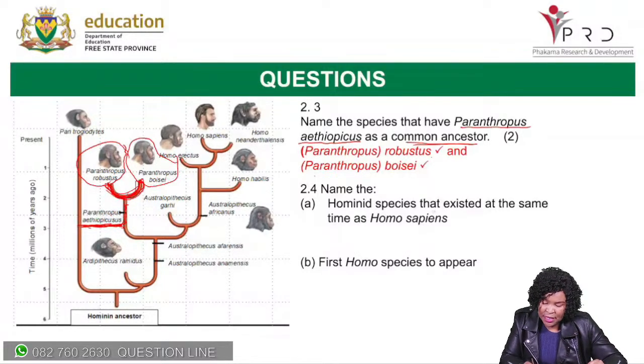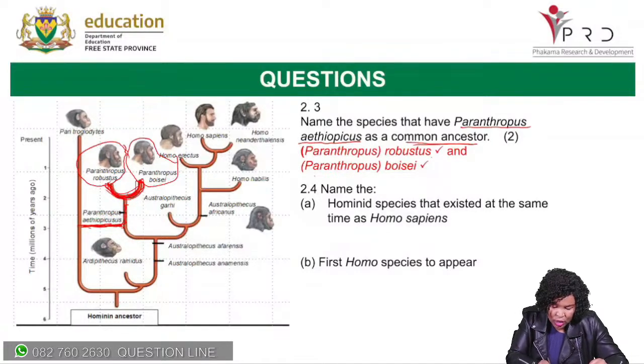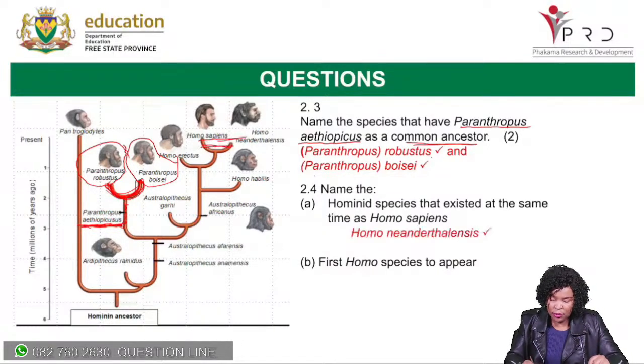Name the hominid species that existed at the same time as Homo sapiens. Now, you're going to look at your diagram here to check this, the timeline. So the one that existed at the same time, which one is it? Homo neanderthalensis. Because you can see here, they existed here. They arose from these Homo erectus. They are the descendants of the Homo erectus, and they existed at the same period there.